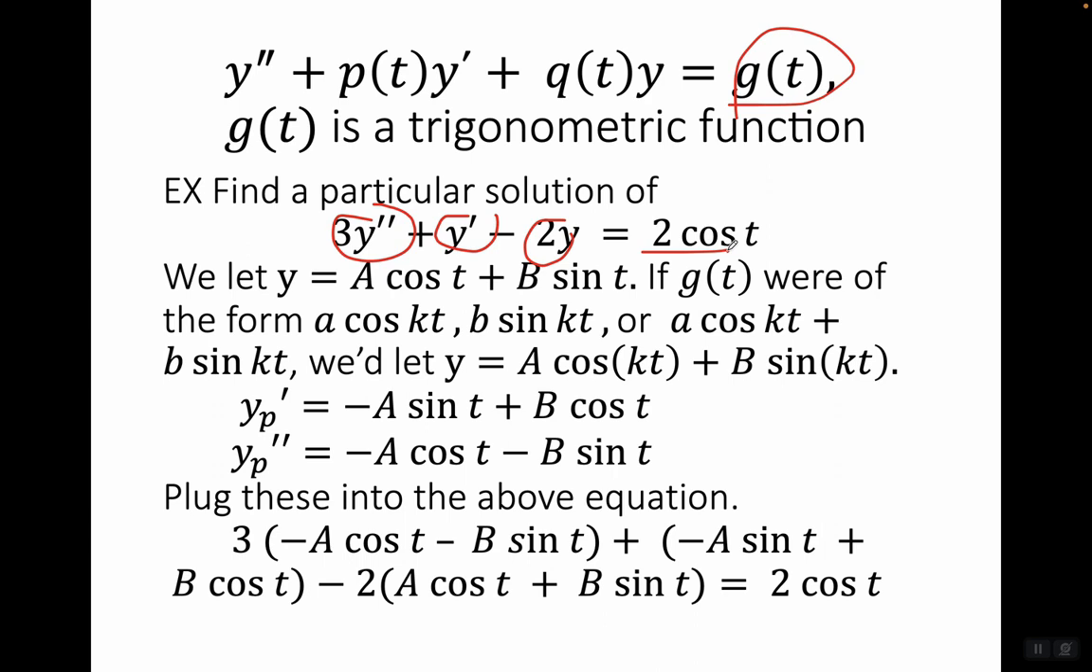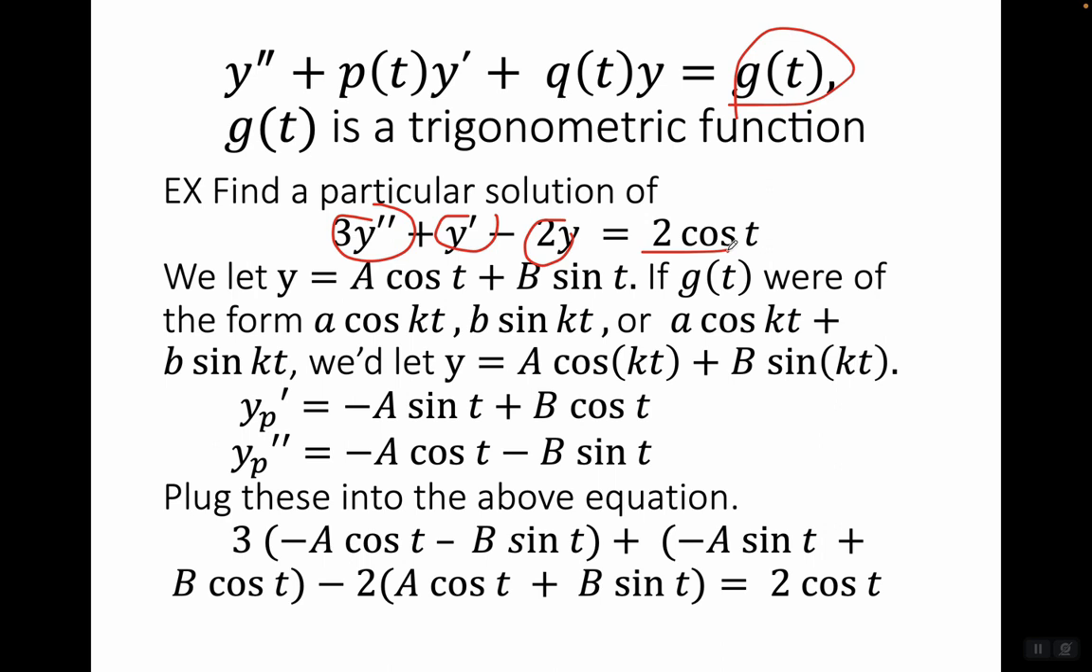If you're combining a function and its first derivative and its second derivative and you get cosine t, or a multiple of it, that's an indication that your original function is of the form something times cosine t plus something times sine t. So that's what we let y equal. And now if g of t were of the form a cosine kt, b sine kt, or a cosine kt plus b sine kt, we let y equal a cosine kt plus b sine kt. But here we have k equals 1, so we don't need to worry about that.